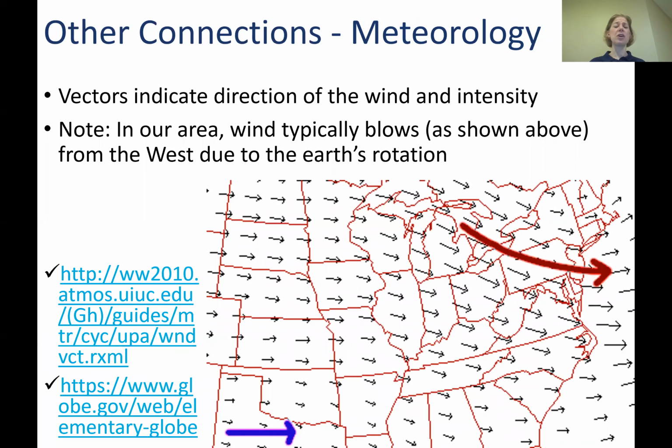Other connections, you could talk about meteorology, and you could talk about how the wind typically blows from the west due to the Earth's rotation. And the direction the wind comes from is usually how we identify the wind. So if our wind comes from the west, those are westerly winds.